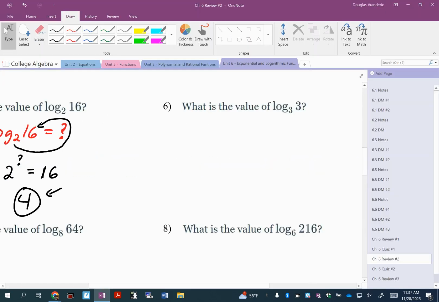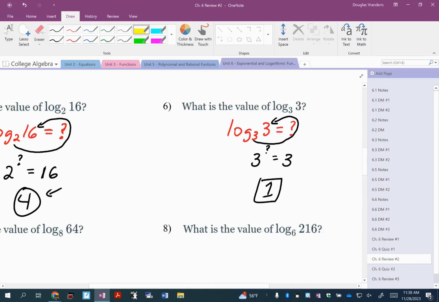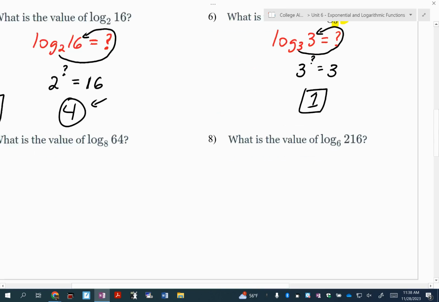Let's try number 6. So number 6, I rewrite it, log base 3 of 3 equals something. Change it to exponential form. 3 to what power gives me 3? Now you should see this is going to be 1. And one rule or property that you can memorize, if the base and the argument are the same, so in this case the base was 3, the argument was 3, if those numbers are equal to each other, then the logarithm will always be equal to 1.